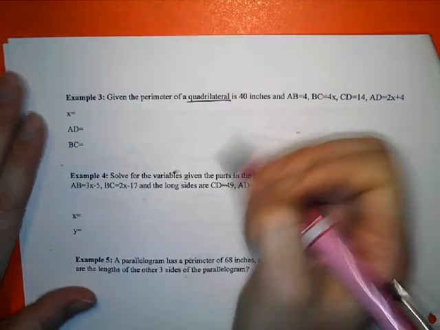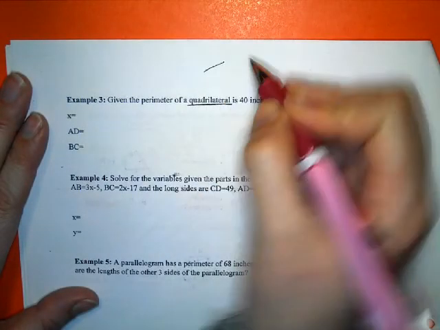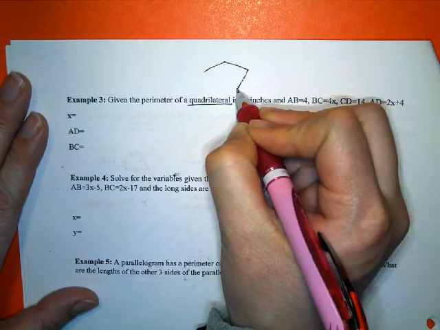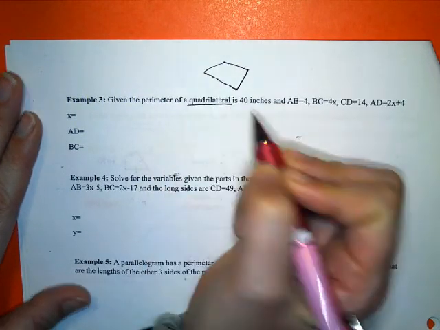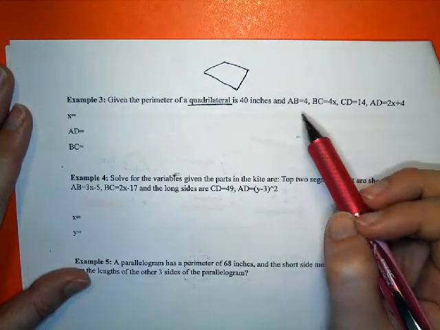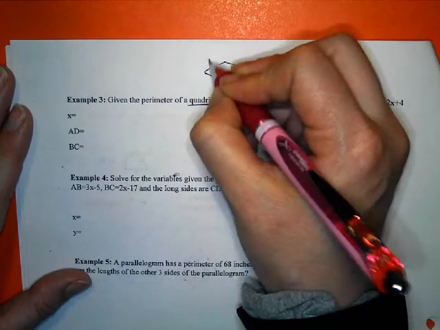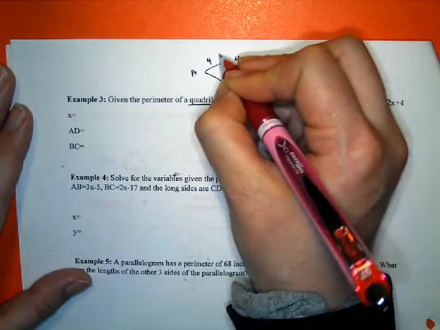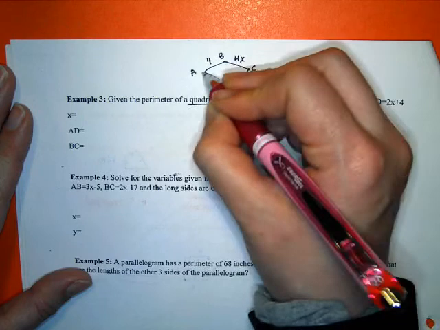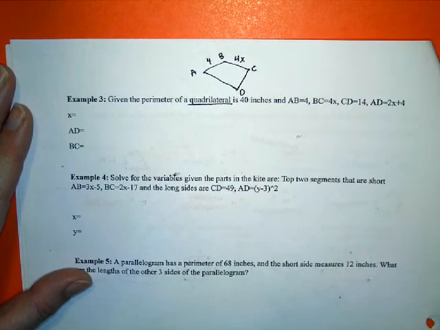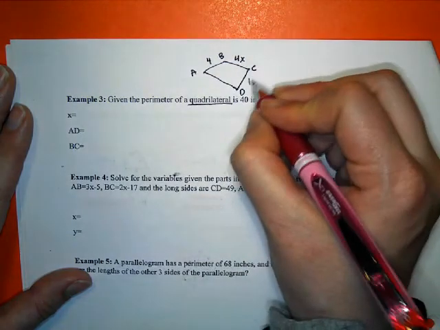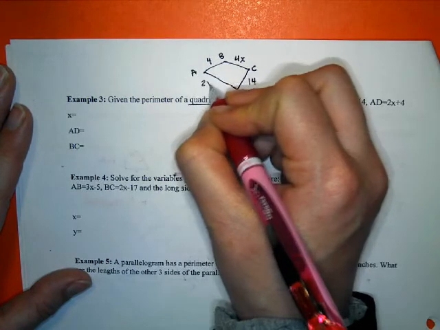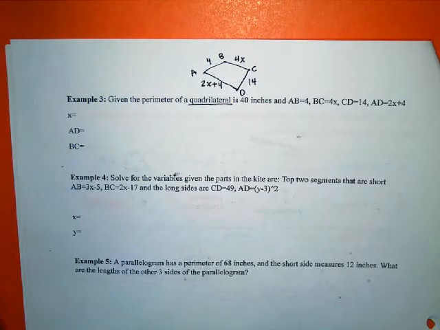Turn the page. Given the perimeter of a quadrilateral. Quadrilateral means we do not know. There's no specific shape. They're all different sized. I'm always really bad at this because they end up looking like kites. So quadrilateral, one of the sides is a 4. One is a 4x. One is a 14, and one is a 2x plus 4.